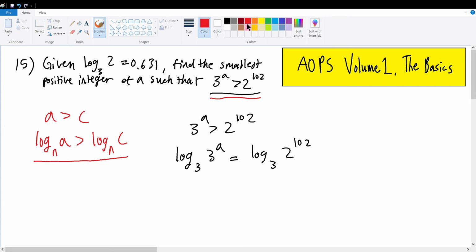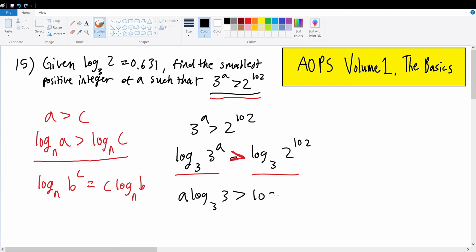And now we can utilize another logarithmic formula: the log base n of b raised to a power such as c will be equal to, if we put the power in front of the log, c times log base n of b. So we can apply this for both sides of this inequality. And this is supposed to be a greater than sign, not an equal sign. So a times log base 3 of 3 must be greater than 102 times log base 3 of 2. Log base 3 of 3 is nothing more than 1, therefore a is greater than 102 times log base 3 of 2.